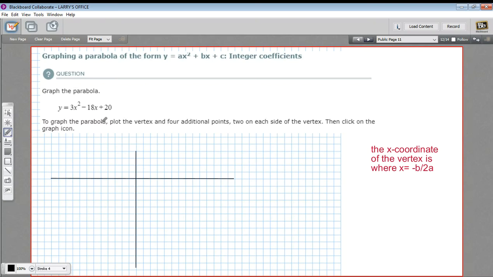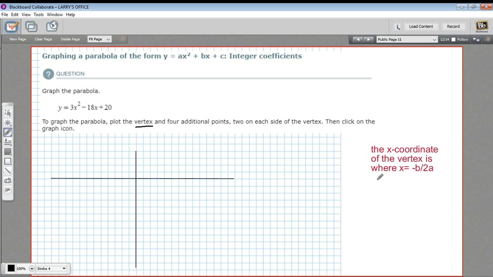In this problem, we're being asked to graph a parabola, and we've got this equation, y equals 3x squared minus 18x plus 20. So there's a lot going on here. There's something multiplied by your x squared term. You've got other numbers in here. When you're graphing a parabola by hand, the first thing to do is find out where the vertex is and plot that. Once you've got the vertex, you can start looking at points on either side of the vertex to find your next points for the parabola.